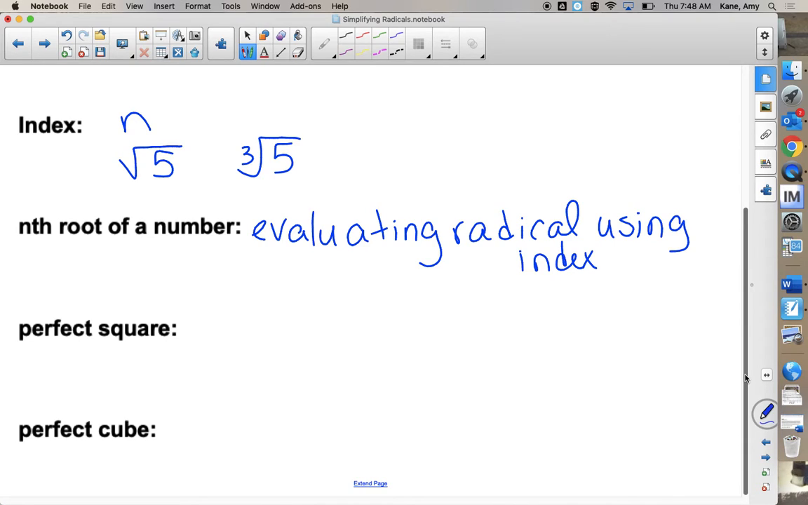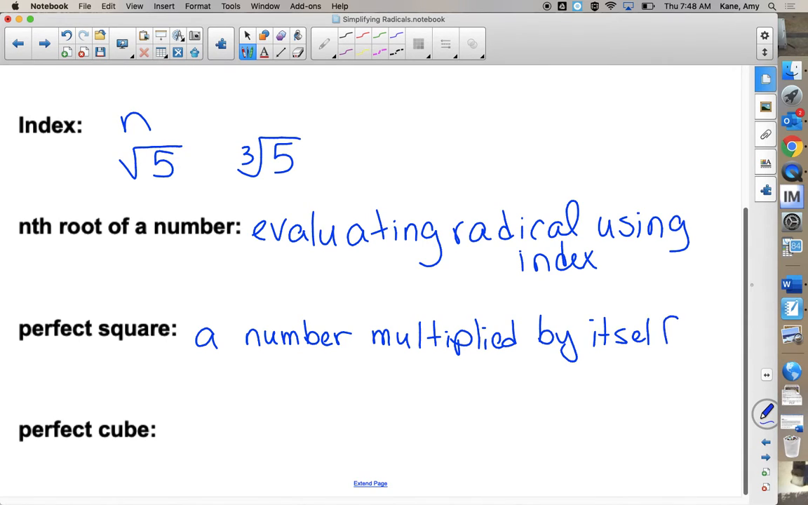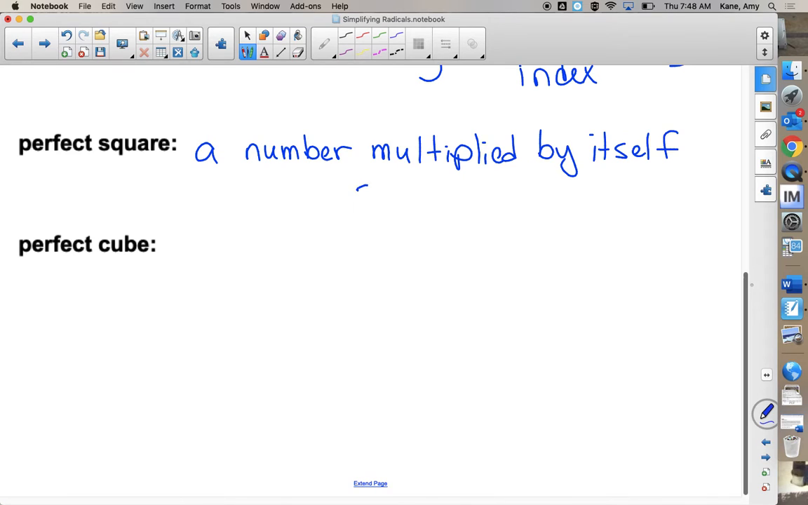Josh, how would you explain a perfect square? Okay, so he said a number, when you square it, it gives you a whole number. Gavin? Yeah, that's perfect. A number multiplied by itself. Any number that can be multiplied by itself is a perfect square. So 2 times 2, 4 times 4, 8 times 8, whatever it happens to be. A number multiplied by itself.